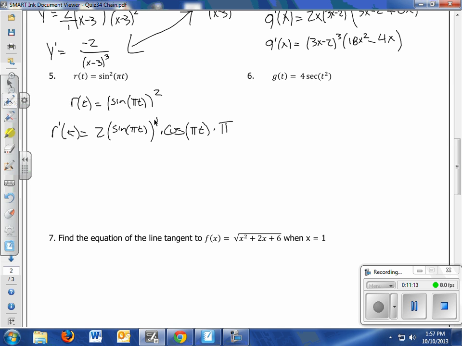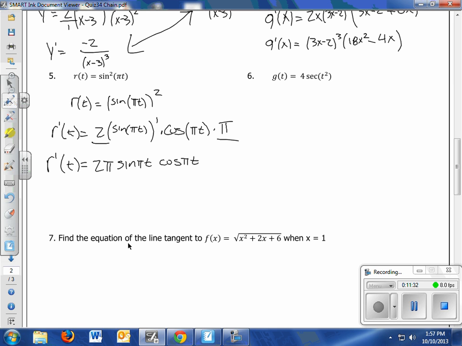Okay? So again, this is correct. However, an easy simplification that you would be expected to do is to multiply this 2 and this pi together, and then maybe take out some parentheses to make it look nice. We'll have 2 pi sine of pi t cos of pi t.